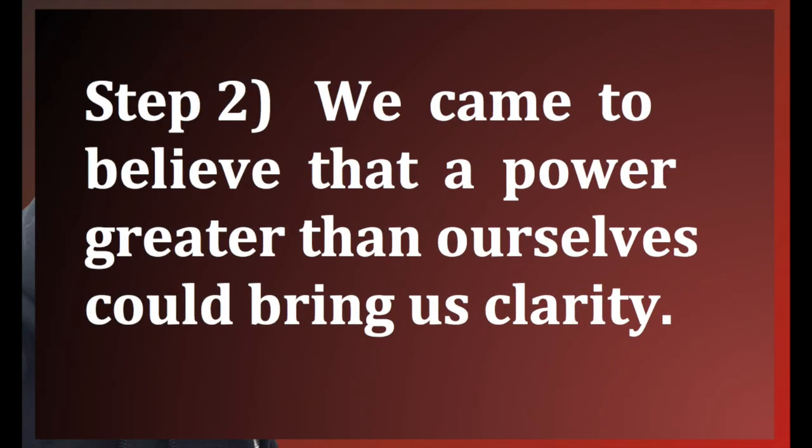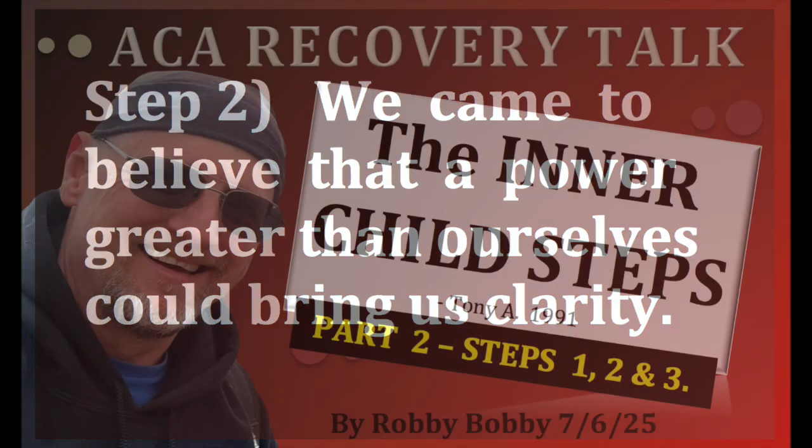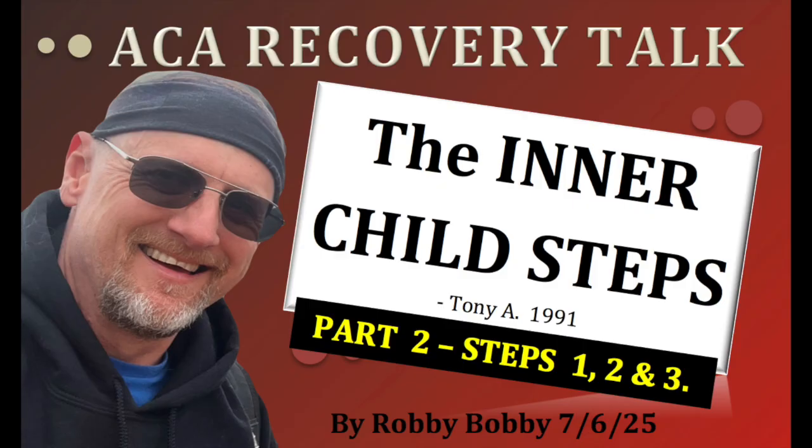Okay, let's move on to the next step. Step 2. We came to believe that a power greater than ourselves could bring us clarity. Clarity is the opposite of, as well as the antidote for, the distorted thinking we inherited during childhood and carry within us as adults. And this distorted thinking is rooted in the unconscious belief that we're unlovable or unworthy of love, including self-love. Feeling unlovable is the overarching effect of growing up in an alcoholic home.